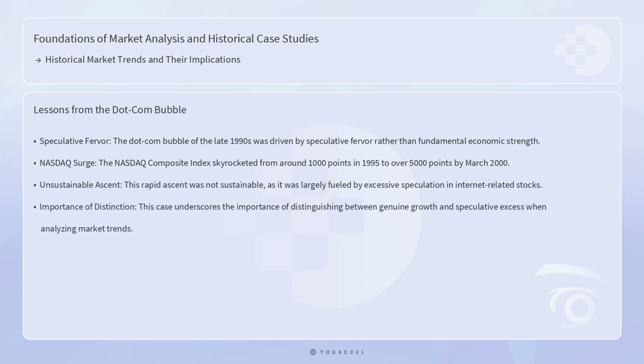2000. However, this rapid ascent was not sustainable, as it was largely fueled by excessive speculation in internet-related stocks. When the bubble burst, the Nasdaq plummeted to around 1,100 points by October 2002, leading to massive losses for investors caught up in the frenzy. This case underscores the importance of distinguishing between genuine growth and speculative excess when analyzing market trends.